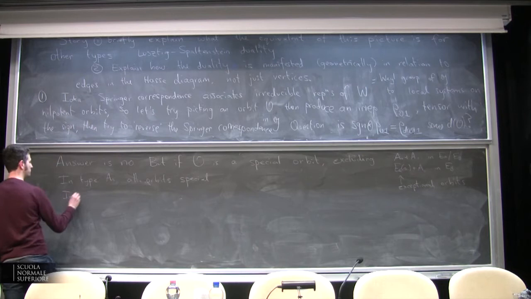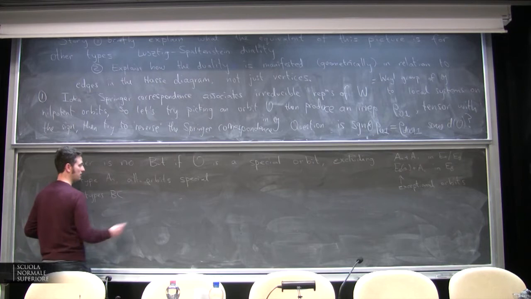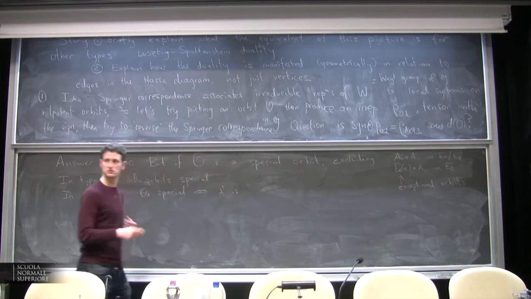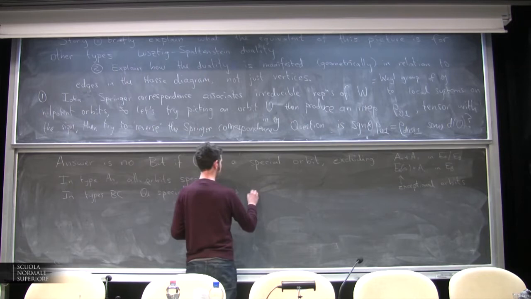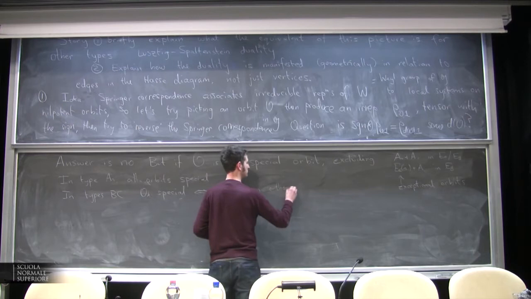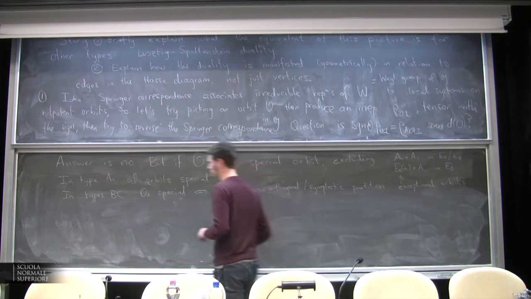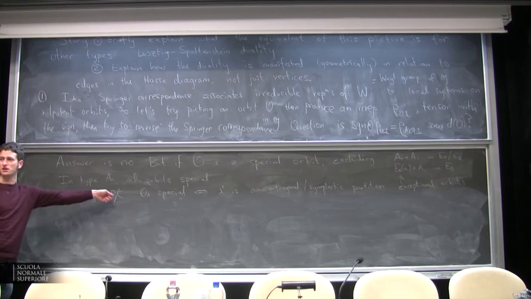And then I can also give you the rules in types B and C. So our lambda is special if and only if the transpose is also an orbit in the same Lie algebra, orthogonal in the case that we're in type B and symplectic in the case that we're in type C. Okay, and in type D things get a bit more complicated.